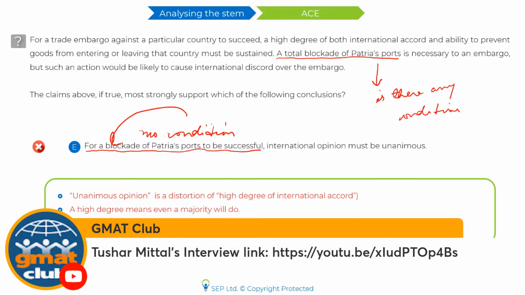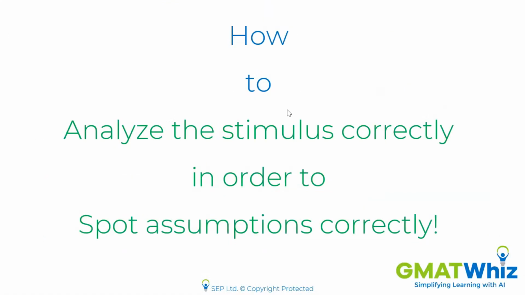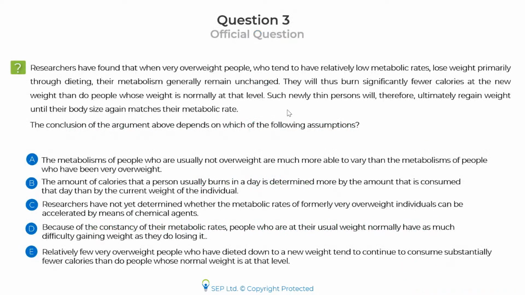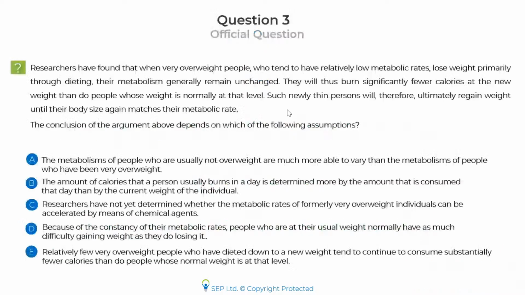All right, guys. So I'm going to share with you the next question. Okay, let's get started. Here comes the next question. Now, the next is how to analyze the stimulus correctly in order to spot assumptions correctly. Earlier we were looking at how to analyze the stimulus correctly in order to spot the inference correctly. Here we're going to talk about how to analyze the stimulus correctly in order to spot the assumptions correctly. Here's the question for all of you guys. I'm going to mute myself while you give this your best shot.